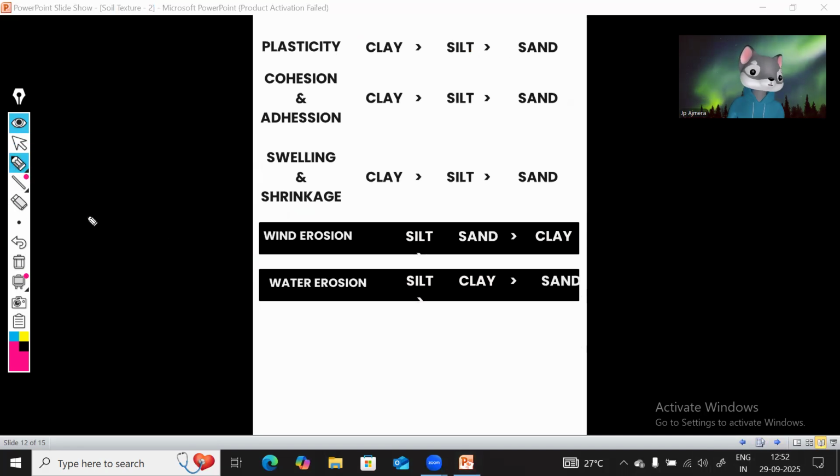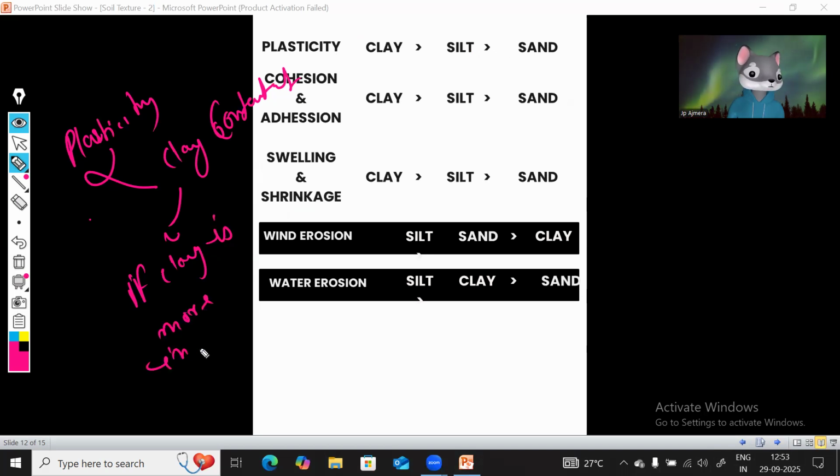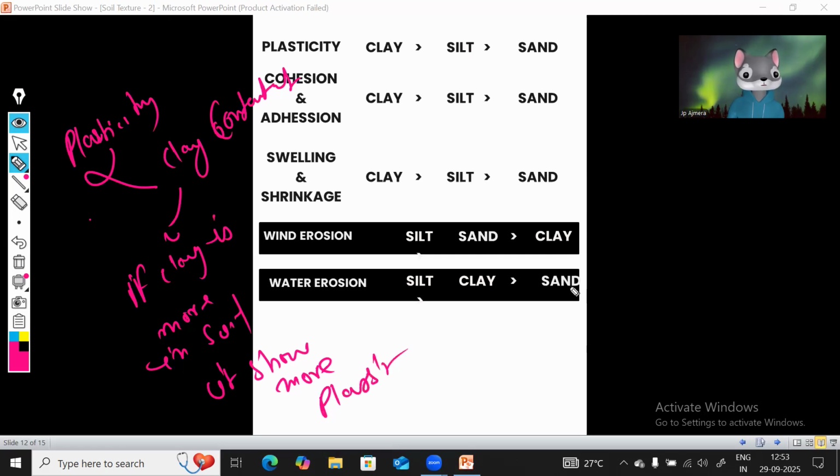Plasticity is directly proportional to clay content. If clay is more, it's sure plasticity is more. Definition we already know. It's a rigidity of fluid.